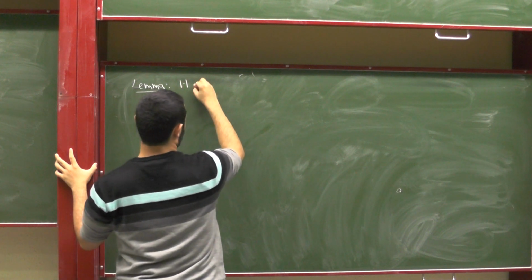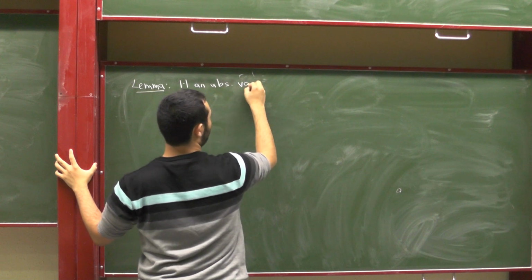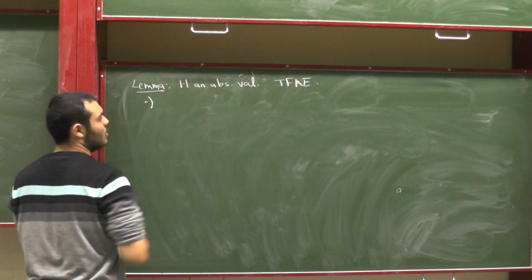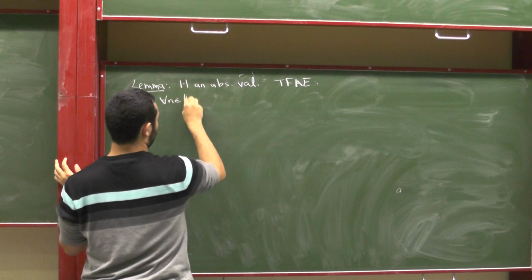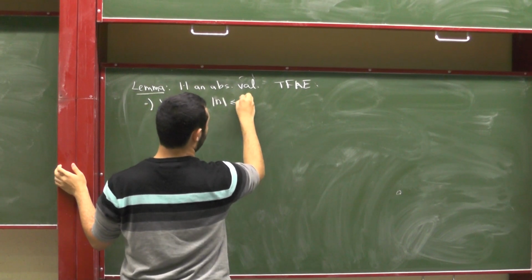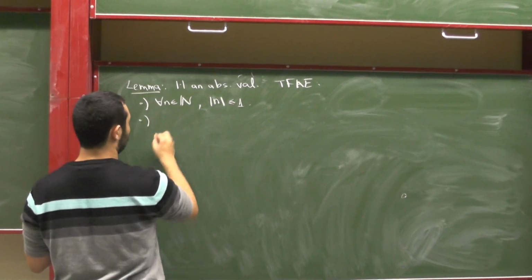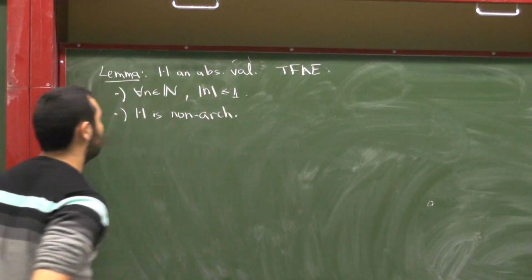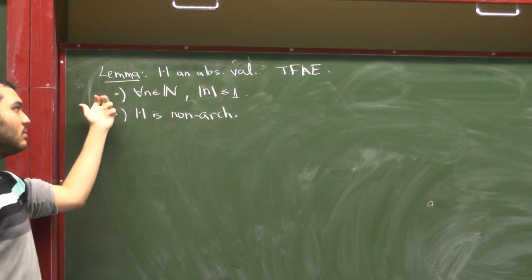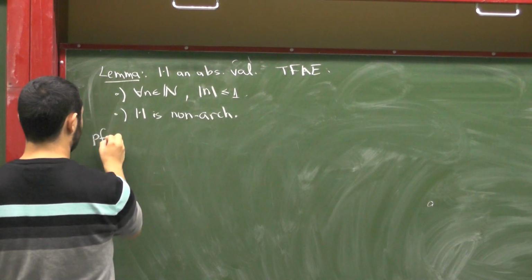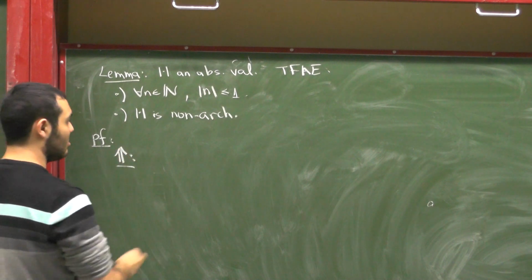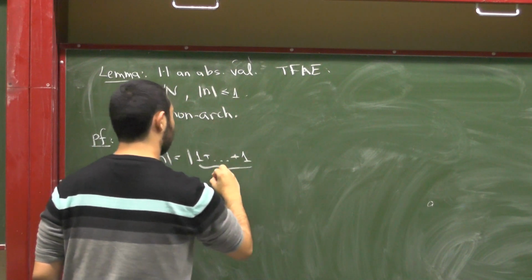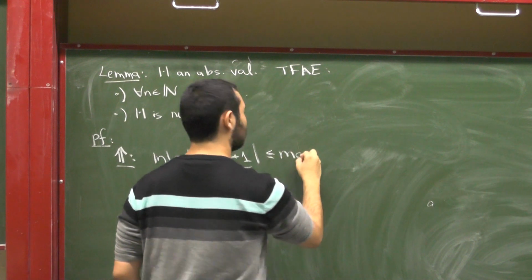So this is an absolute value. Then the following are equivalent. One is that for every n in N, the absolute value of n is bounded by 1. And two is that this is non-Archimedean, meaning that you can see being non-Archimedean only by looking at these elements. So the proof: this direction is easy. Basically, the absolute value of n is the absolute value of summing 1 n times, which is bounded by the maximum of such terms.